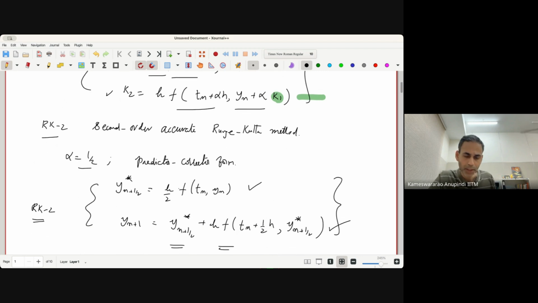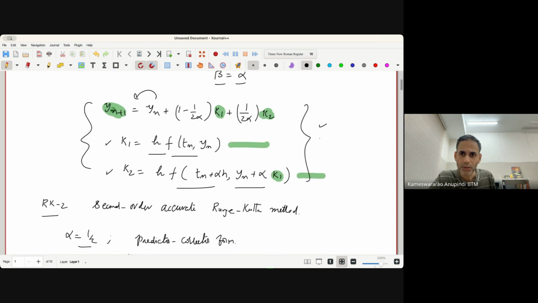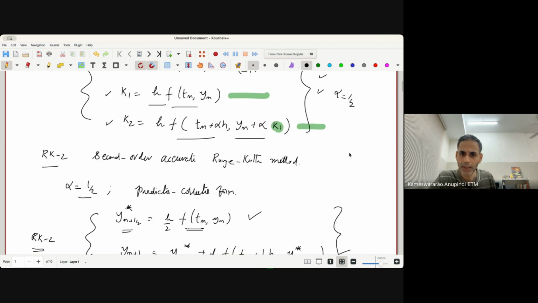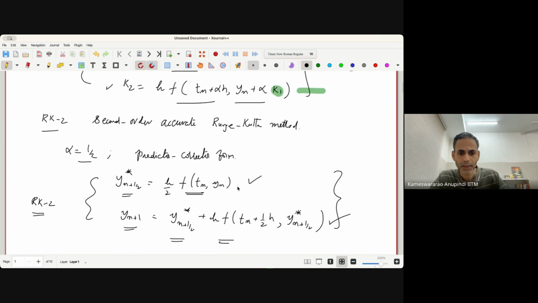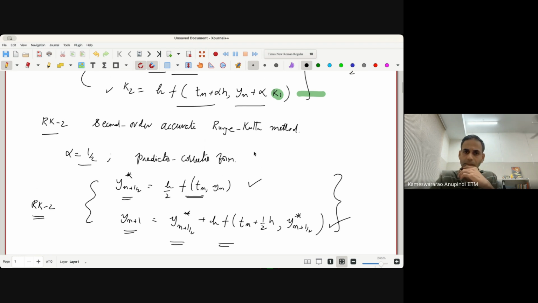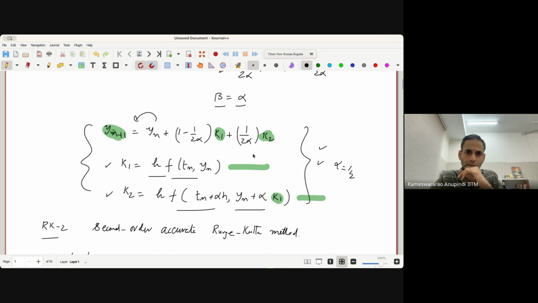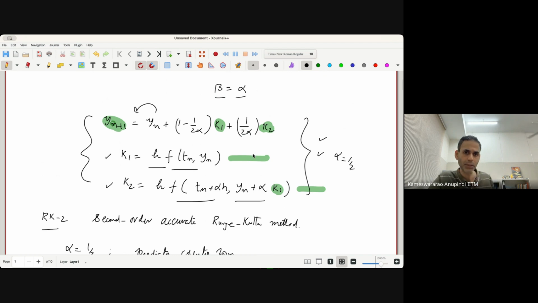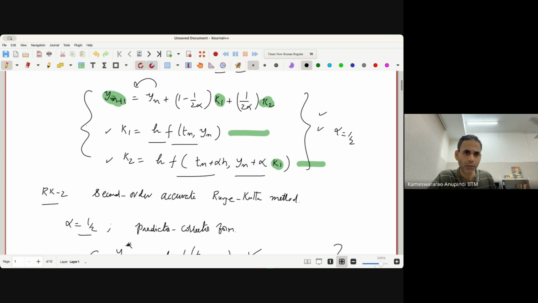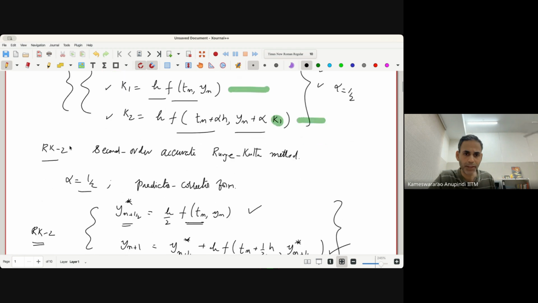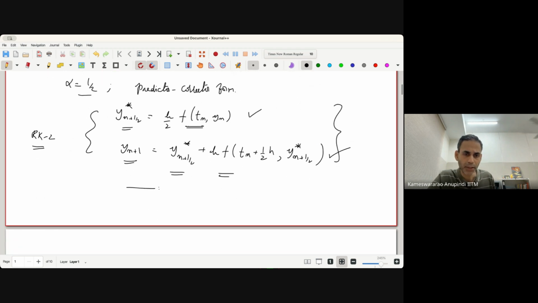Okay, but people kind of write it in this way, where you predict the value of yn plus 1 half star, and then using the predictor value, it is corrected to yn plus 1. So that is how it is interpreted in a different way. But the equations are exactly the same between this one, if you substitute alpha equals 1 by 2, and this one. There is no difference as such. I'm anyway going to go back and work with this one for different values of alpha a little later. Okay, so that is the second order accurate RK2 method.